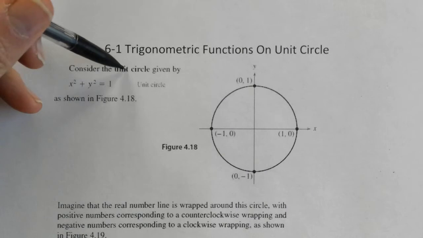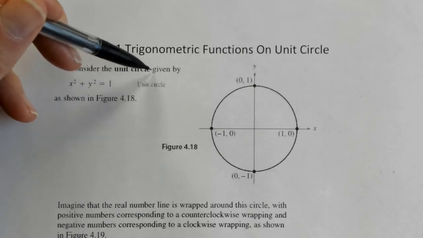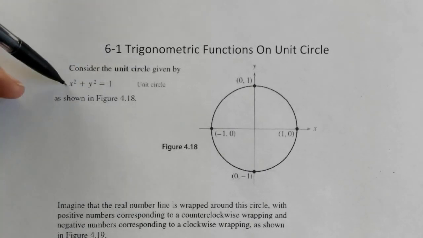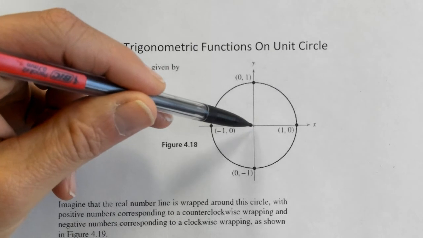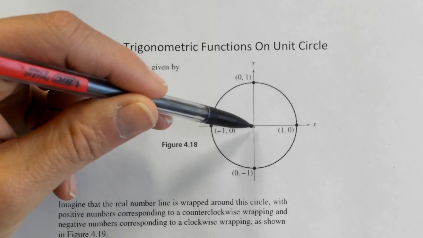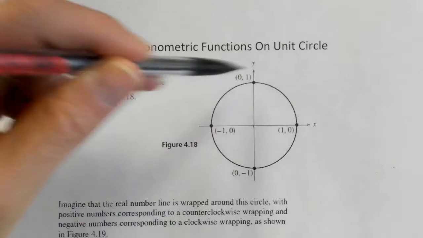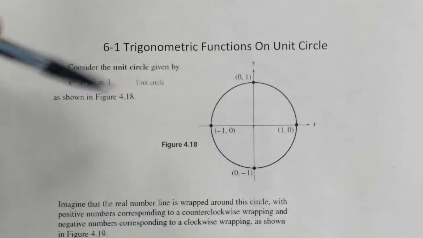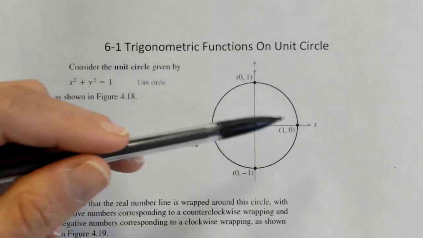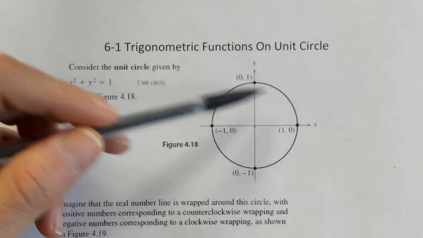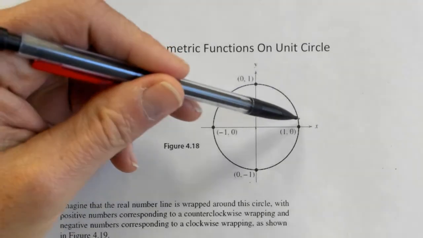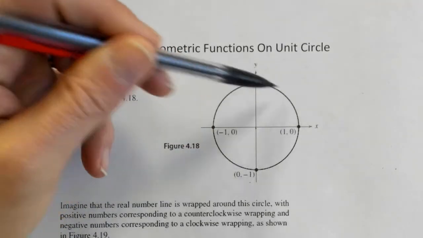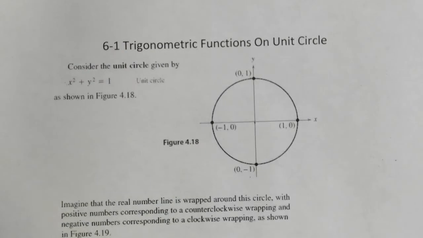So the unit circle, what is it? Well, the unit circle is a circle that's given by this equation. And this equation yields a circle whose center is at the origin and whose radius is 1. So the unit circle is centered at the origin, radius is 1. So this is the unit circle. These 4 points would be on the unit circle: (1, 0), (0, 1), (-1, 0), (0, -1), as well as a variety of other points on the circle, right? But these are the main ones that are on the axes.